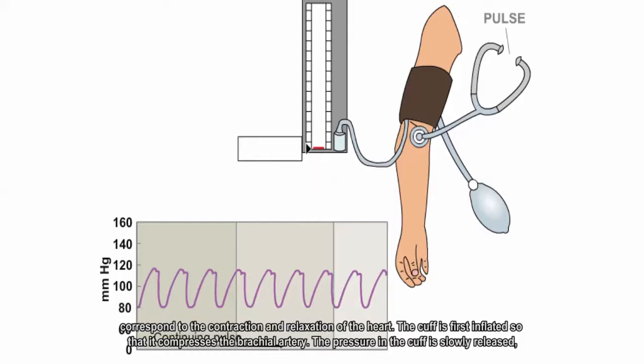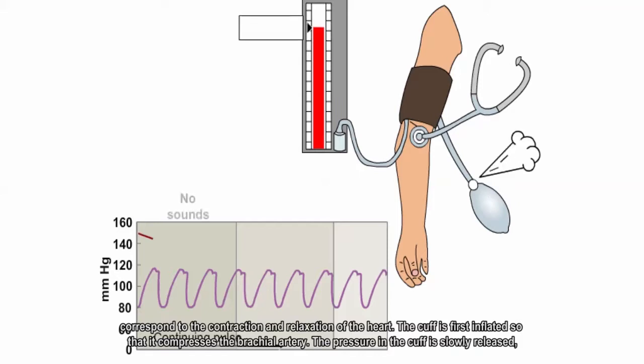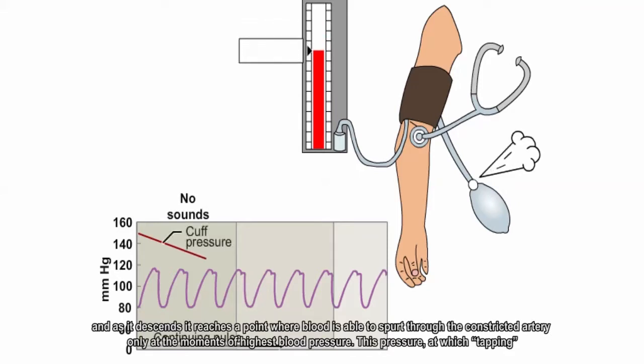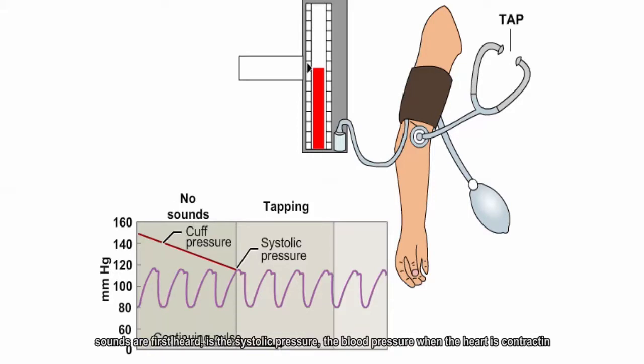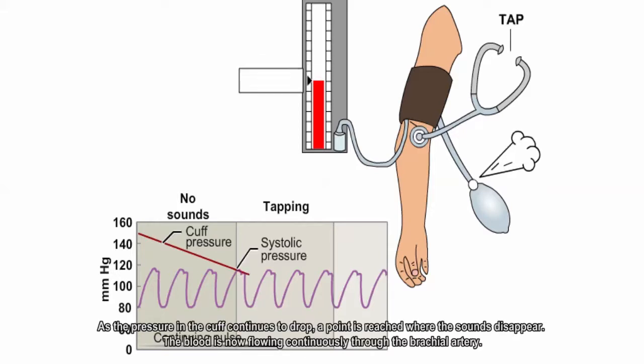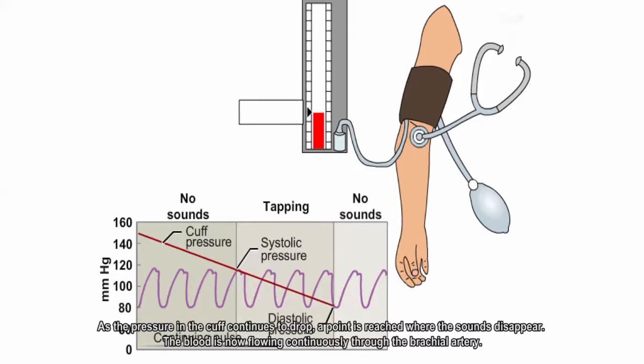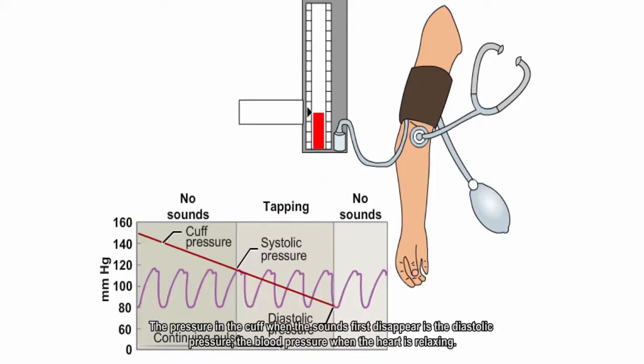The cuff is first inflated so that it compresses the brachial artery. The pressure in the cuff is slowly released, and as it descends, it reaches a point where blood is able to spurt through the constricted artery only at the moments of highest blood pressure. This pressure at which tapping sounds are first heard is the systolic pressure, the blood pressure when the heart is contracting. As the pressure in the cuff continues to drop, a point is reached where the sounds disappear. The blood is now flowing continuously through the brachial artery. The pressure in the cuff when the sounds first disappear is the diastolic pressure, the blood pressure when the heart is relaxing.